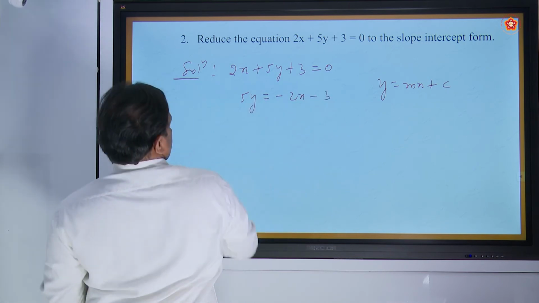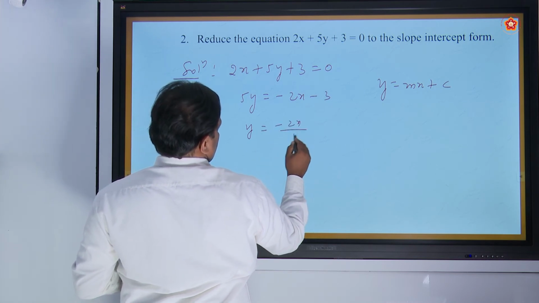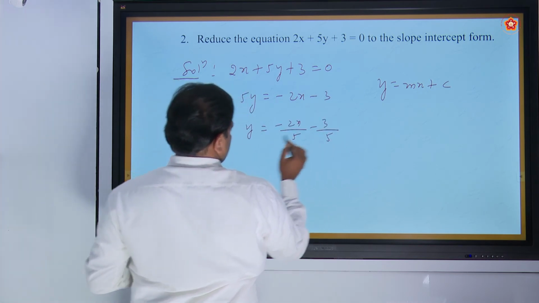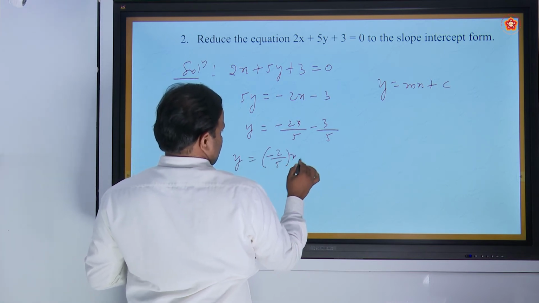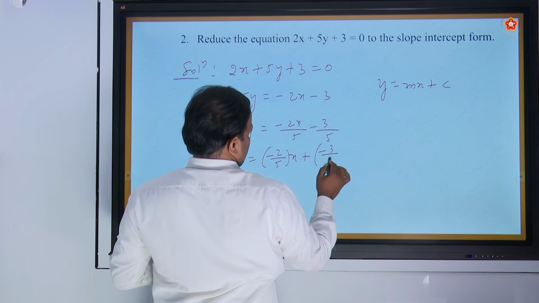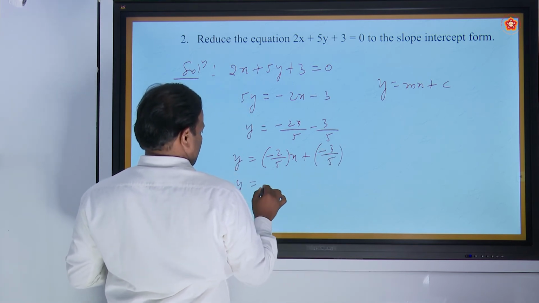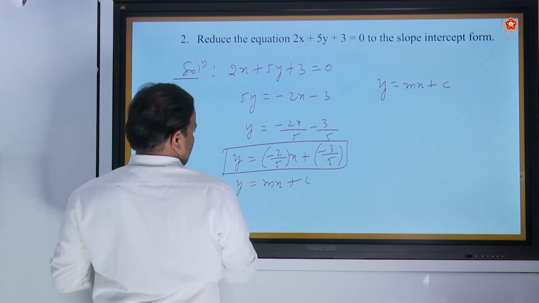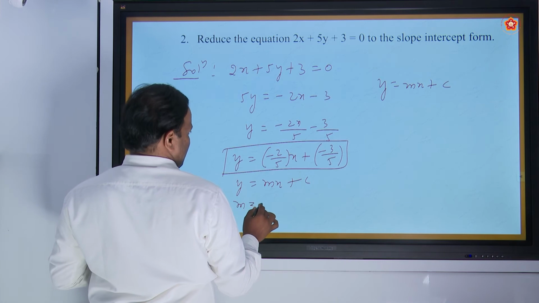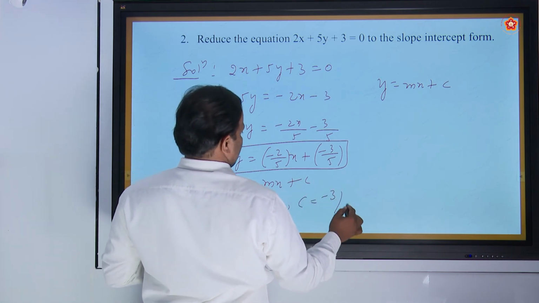So y equal to minus 2 by 5 x minus 3 by 5. This can be written as y equal to minus 2 by 5 x, you take plus here, minus 3 by 5. Both are same meaning. Compare this with y equal to mx plus c, slope intercept form. Actually this is our required answer, but we need slope. We can write like this, m equal to minus 2 by 5 and c equal to minus 3 by 5.